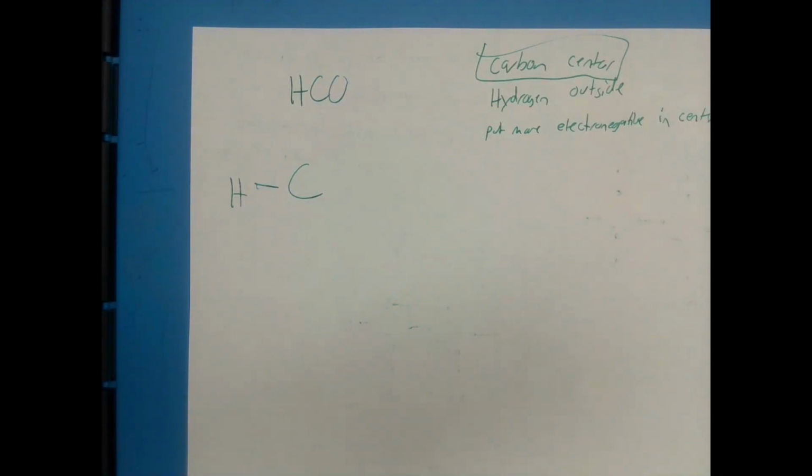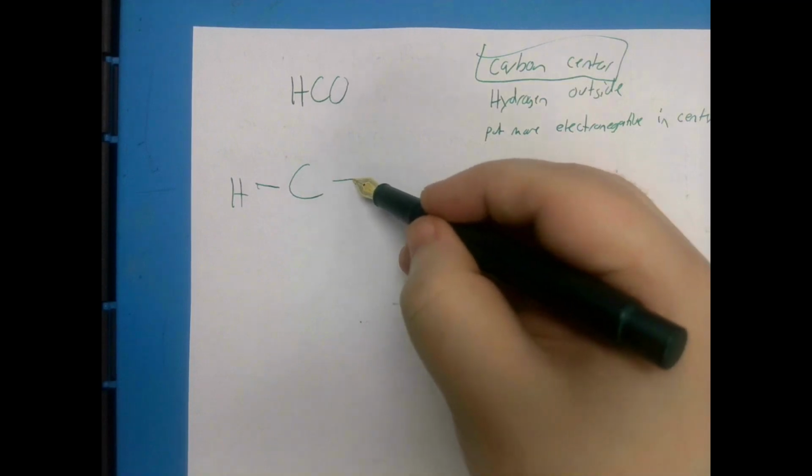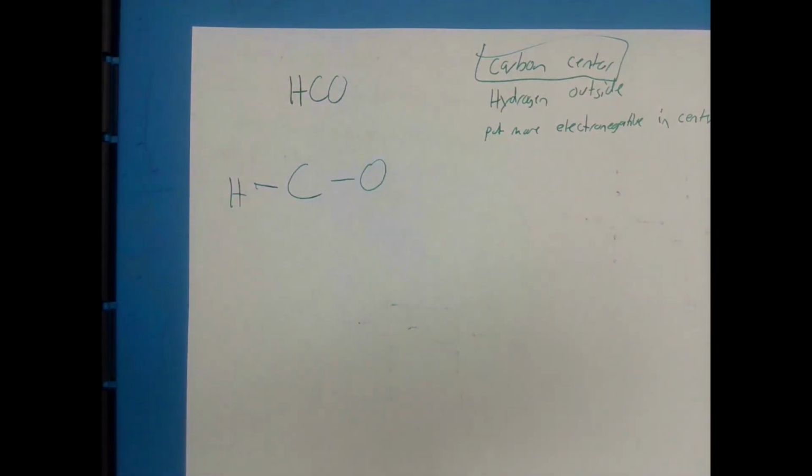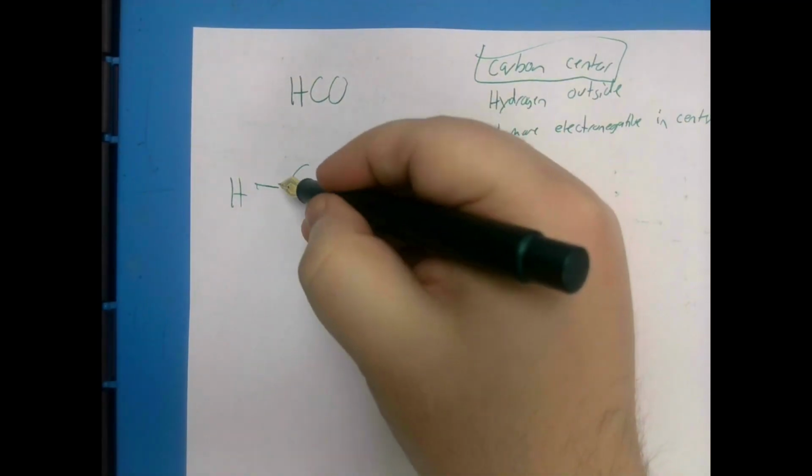So where am I going to attach the oxygen? Which one is H and C? Then carbon won't be in the center. Again, carbon has to be in the center. So let's go and add the original dots.